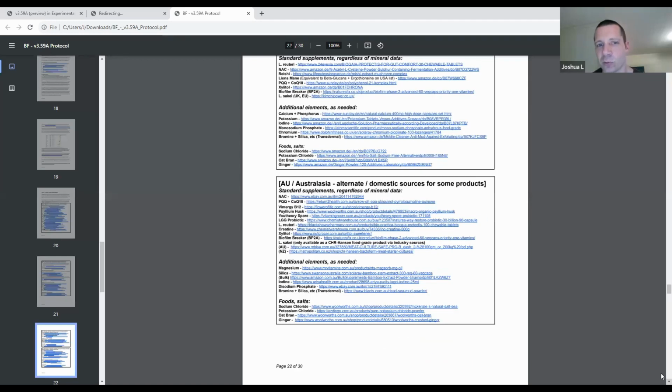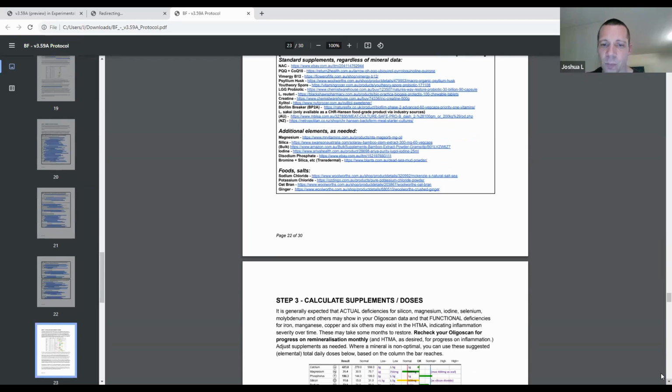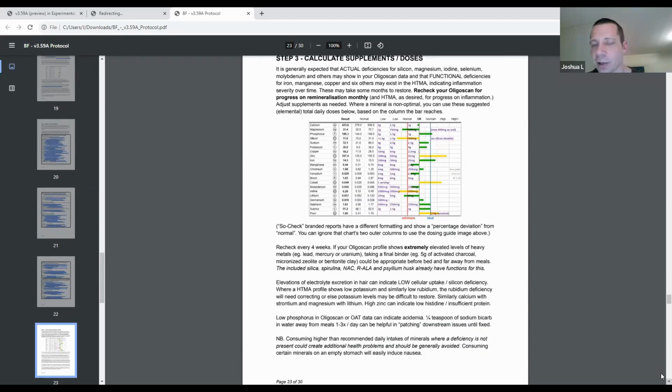We've got some local sources for certain things, but some of the probiotics, of course, have to get shipped on ice and things like that. So local sources. We then have a way to calculate the doses that we're using.